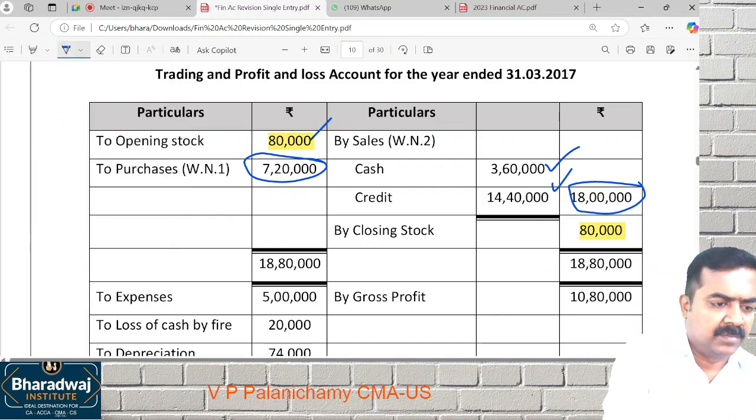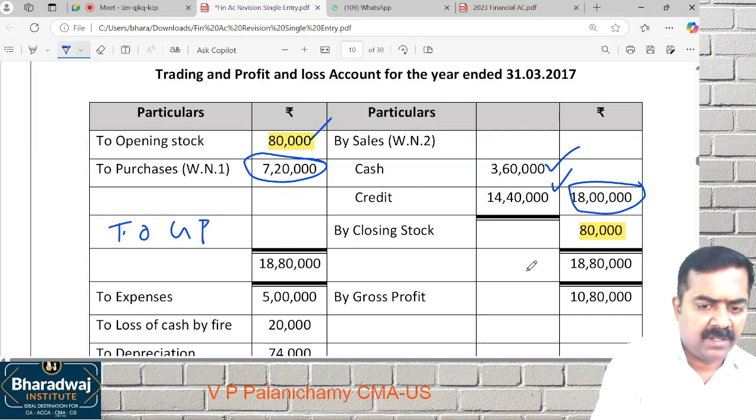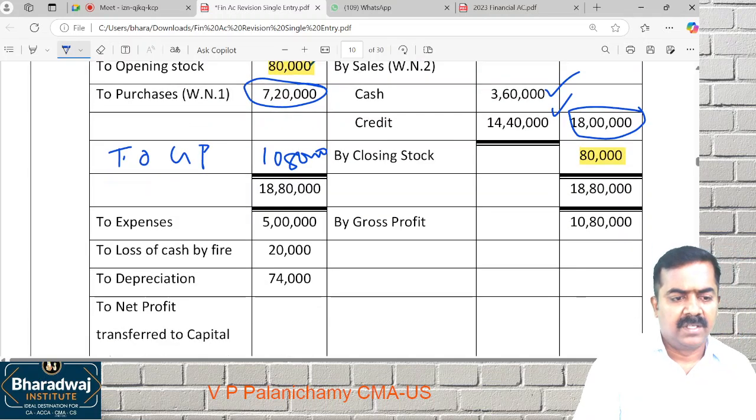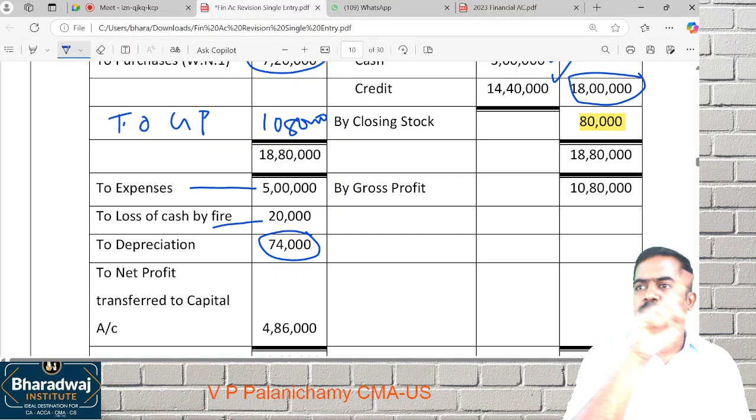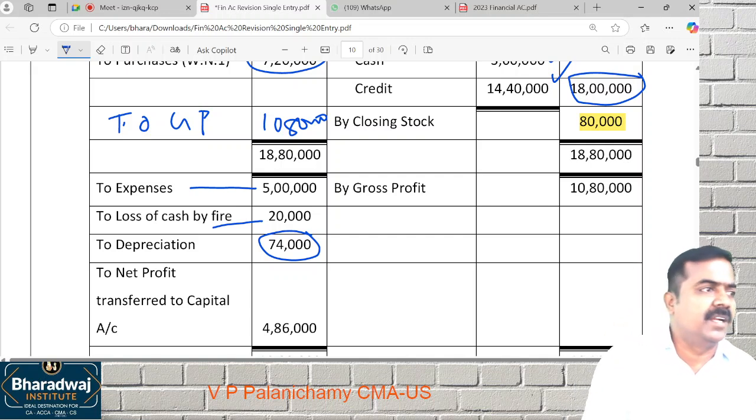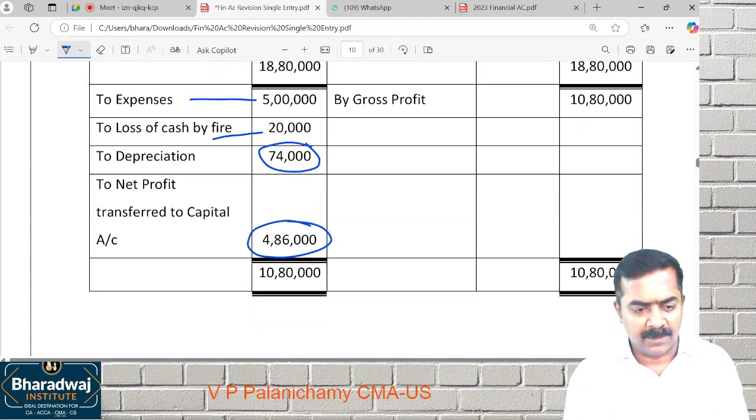Tally பண்ணீங்கன்னா என்ன வரும்? To GP, you will get it as a balancing figure. What is the gross profit? 10,80,000 வரும் gross profit வரும். Then charge the expenses, cash lost by fire, depreciation போட்டிருக்கோம். Opening balance of asset plus purchases into what? 10%, 74,000. Balancing figure is net profit transferred to capital account.